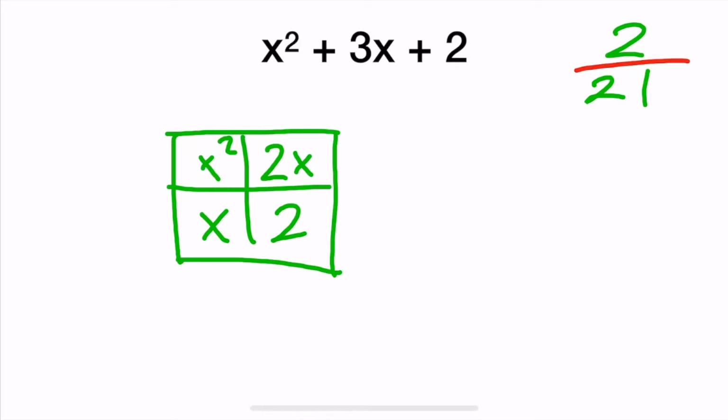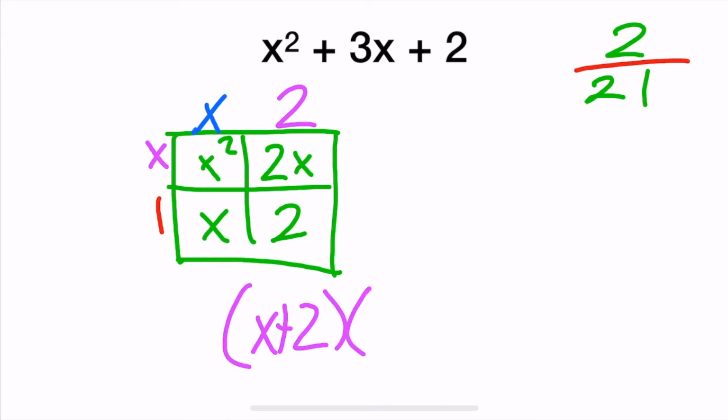X and x squared, our common factor would just be x. X and 2x, our common factor is once again x. Between x and 2, our common factor is 1. And between 2x and 2, our common factor is 2. Meaning our final answer would be x plus 2 times x plus 1.